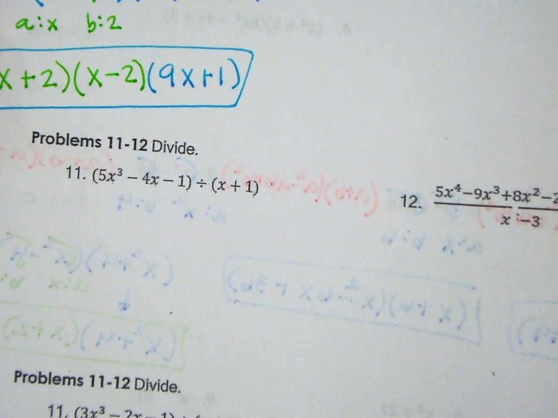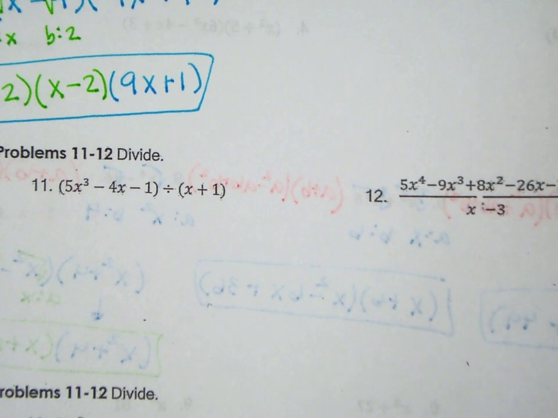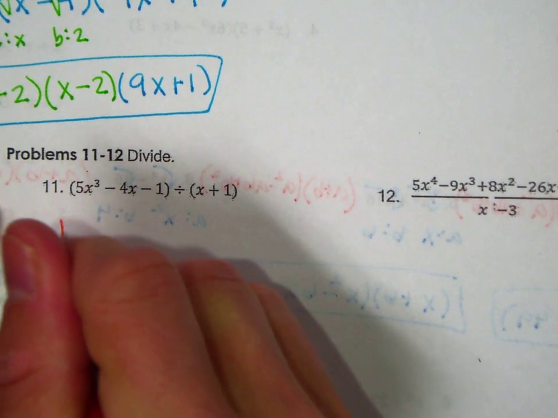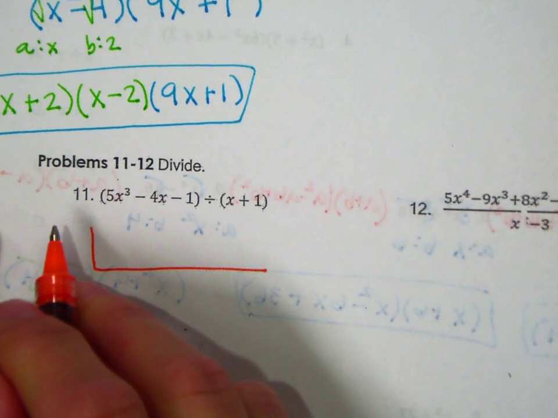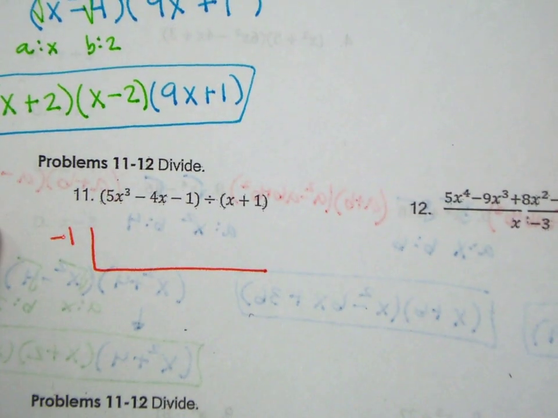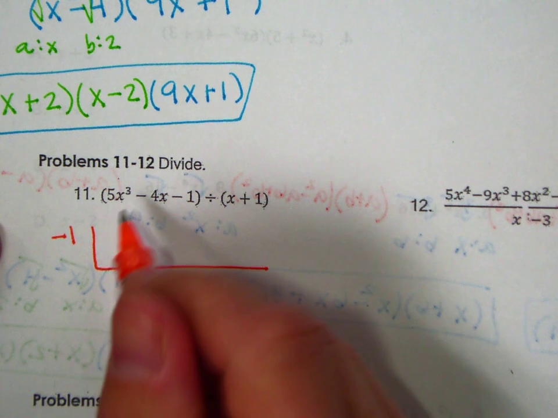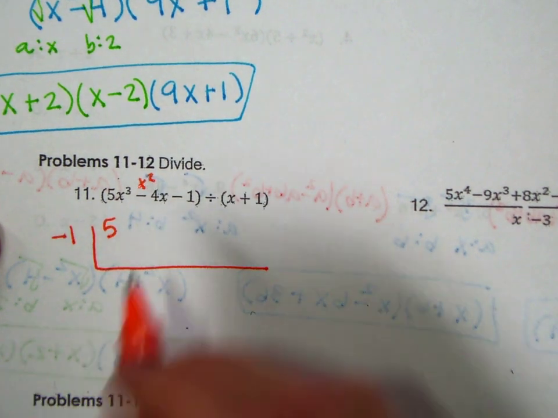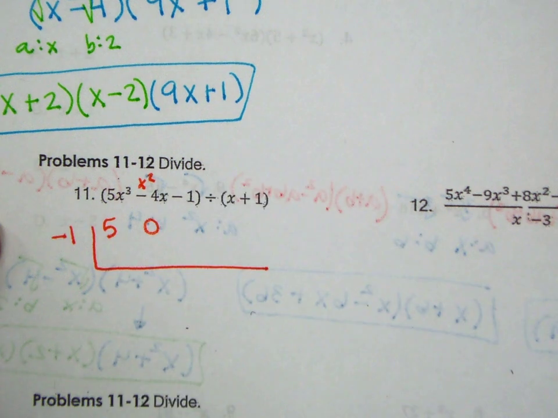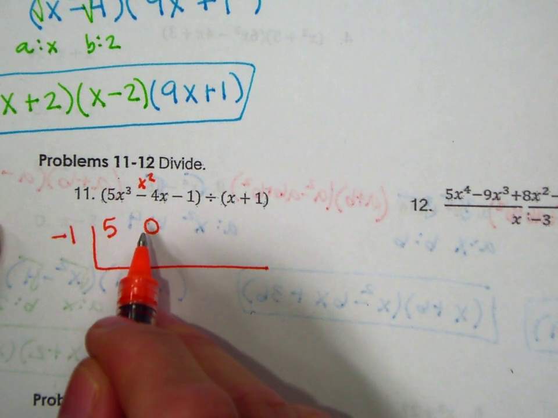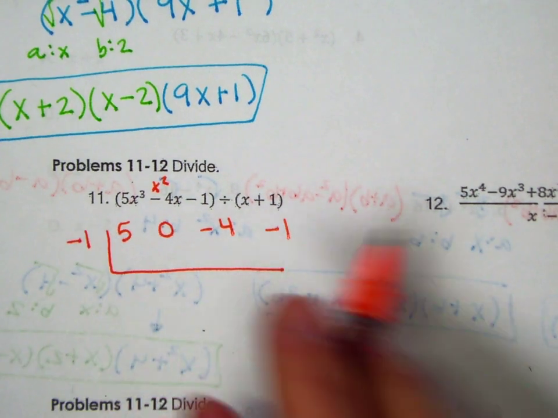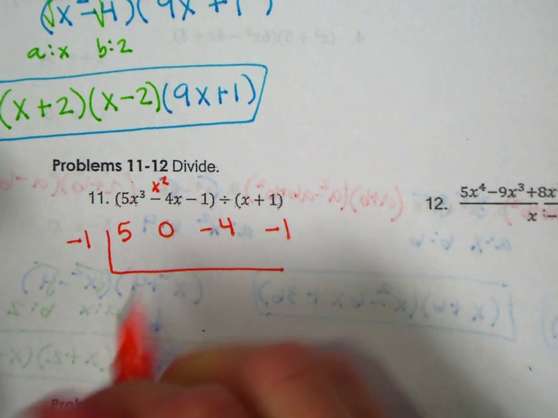You are going to have 2 synthetic division problems on your test, so make sure you know how to synthetically divide. That's what this next part is. All right, so for synthetic division, this number is going to go on the outside, so I'm going to put minus 1 on the outside. The coefficients are going to go on the inside. So 5. Now the x squared term isn't here, so I'm going to write 0 for the x squared term. So x cubed, x squared, then negative 4, then negative 1. And if it helps you to label the top, label the top.